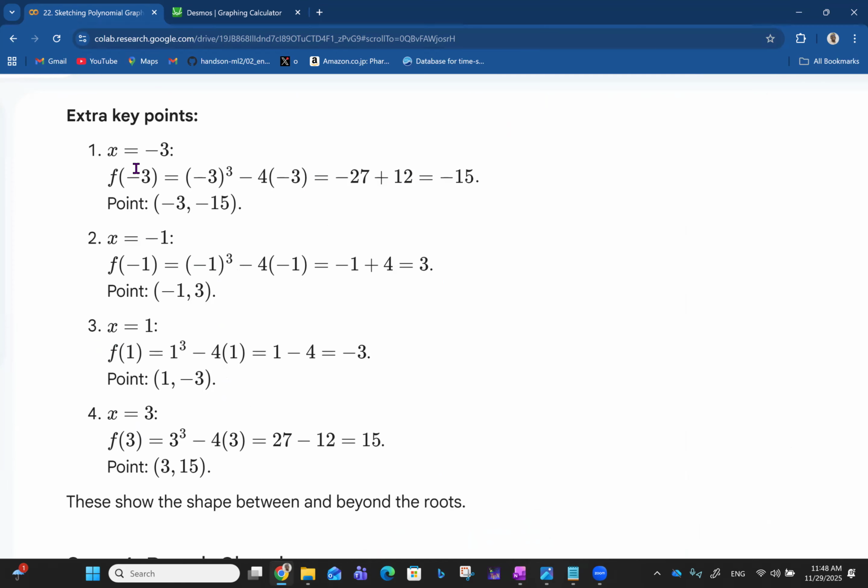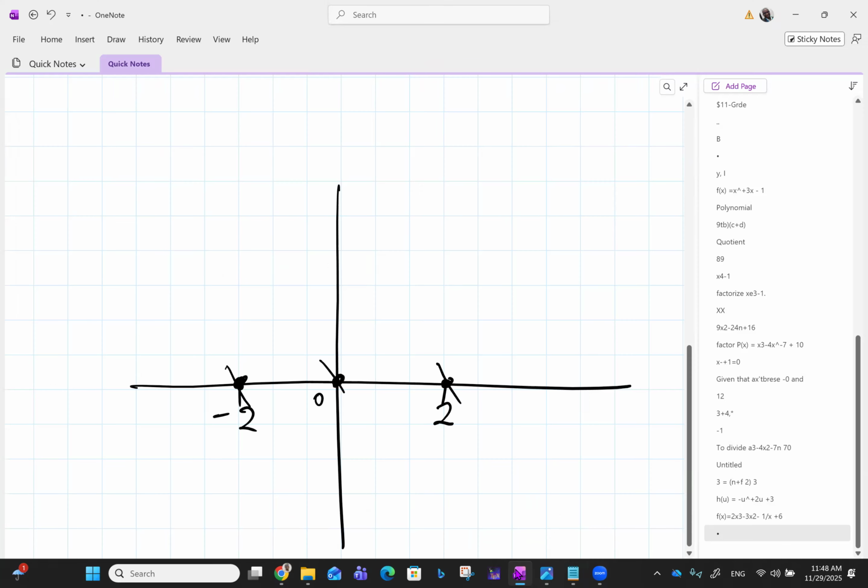Then the next thing, we can now have extra key points. At x equals -3, if you put -3 into the expression, f of -3 is -3 cubed minus 4 into -3. That's -27 plus 12, which is -15. So you have (-3, -15). Let's say -3 is there. Let's say this is 5, this is 10, and this is 15. So this is -3, -15. We have this point right here. Okay.